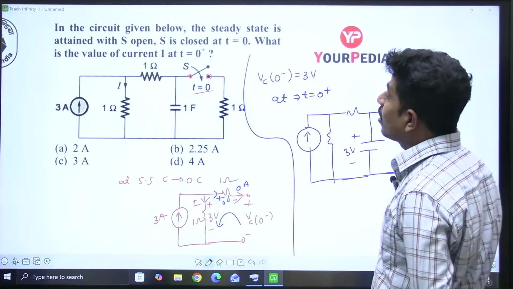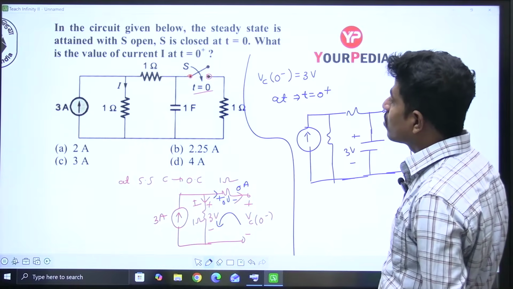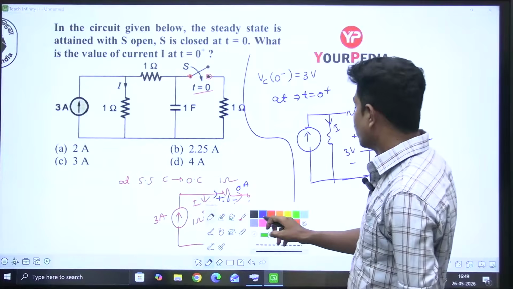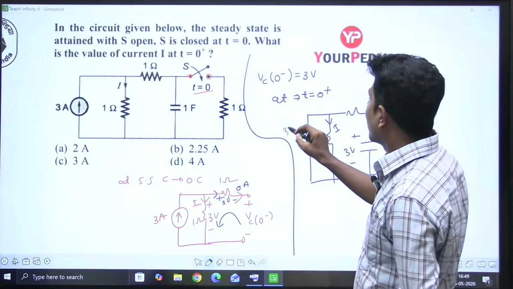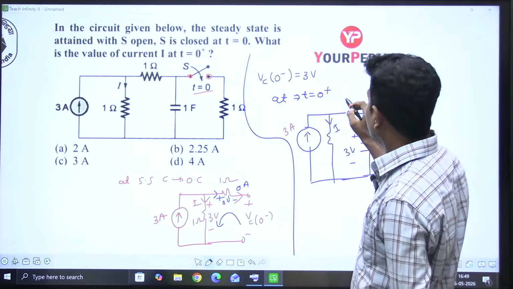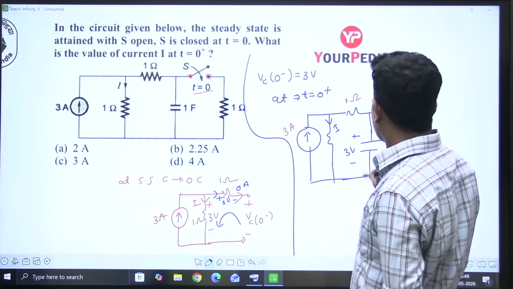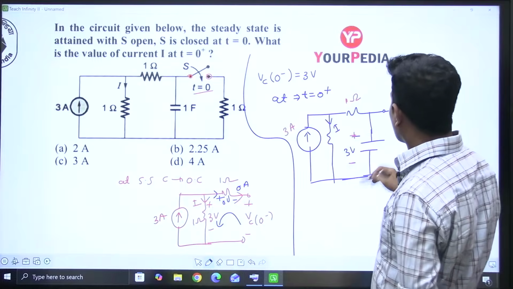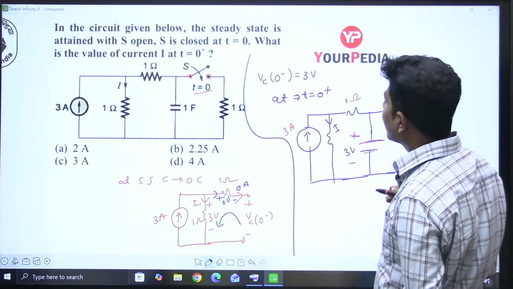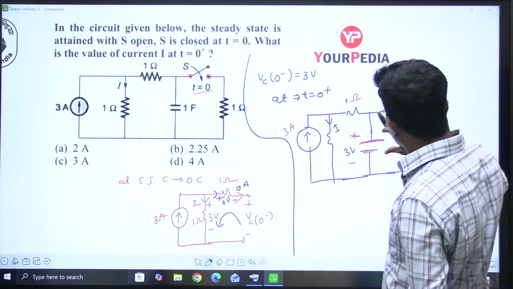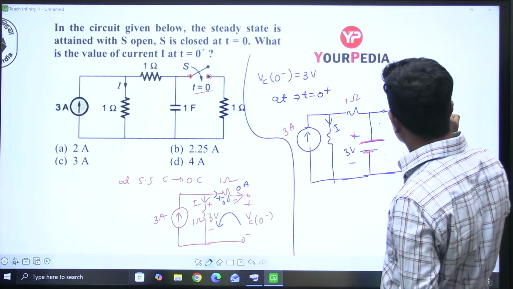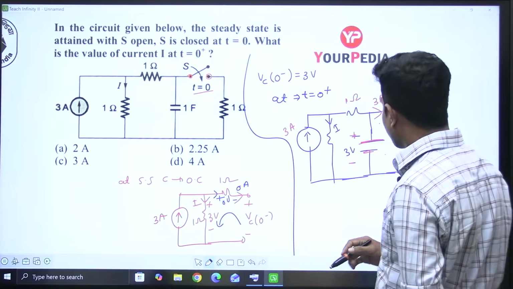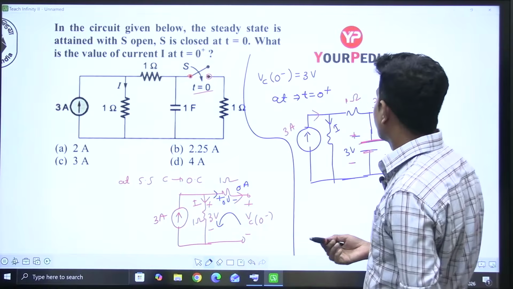Now what is the value of current I at t equal to 0 plus? It is asking for this current I. Now I have to write these values, otherwise I won't get the answer. 3 amperes, this is I, this is 1 ohm, this is 1 farad, but let's take it as 3 volts. At t equal to 0 plus, this behaves like 3 volts. These two are parallel. Now this current is 3 amperes.